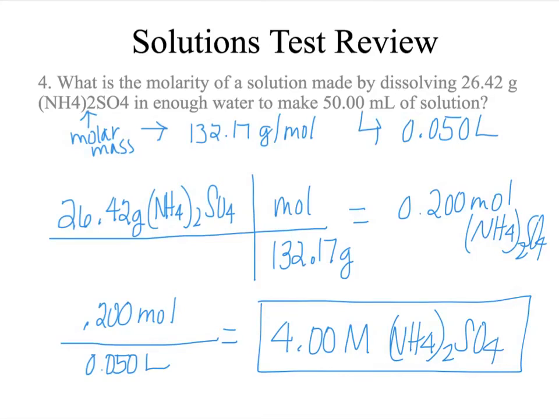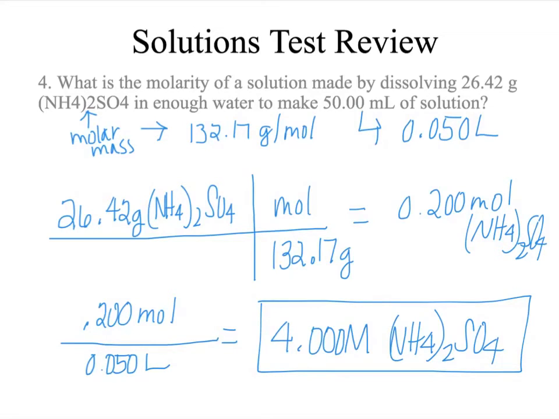All right, so you should have gotten 4.00 molar ammonium sulfate solution. And the reason it's 4.00 is because if we look back up here, actually it needs another 0. I didn't catch that. Actually, it needs to be 4.000 because it needs 4 significant figures.